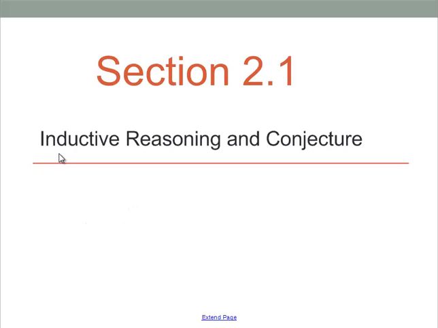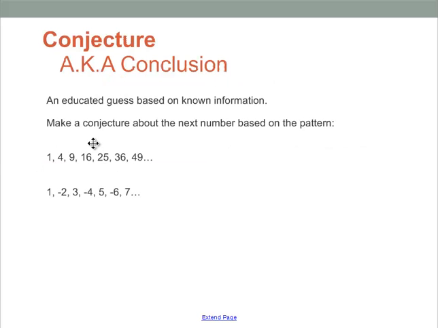Okay, so we're going to start talking about inductive reasoning and conjectures to start off Chapter 2. So a conjecture is essentially just a conclusion. Nothing more. It's an educated guess based on what you know, and we're going to try making conjectures based on the following info. So let's look at this pattern. We got 1, 4, 9, 16, 25, 36, and 49. Our conjecture is what comes next.